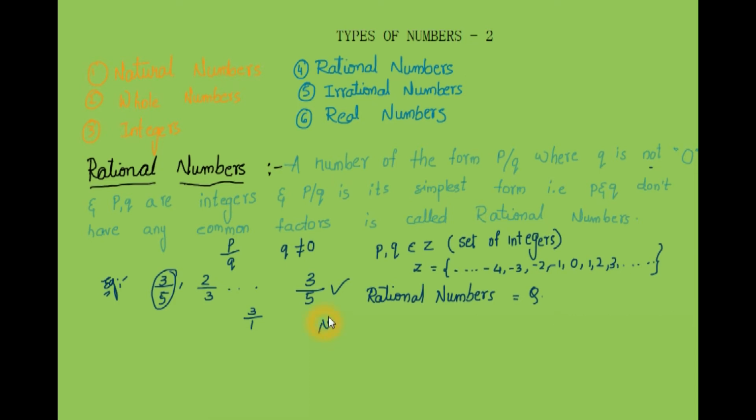Natural numbers are a subset of whole numbers. Whole numbers are a subset of integers, and integers are a subset of rational numbers. All the natural numbers are present in whole numbers. All the whole numbers are present in integers. All the integers are present in rational numbers. Next, let us see irrational numbers.